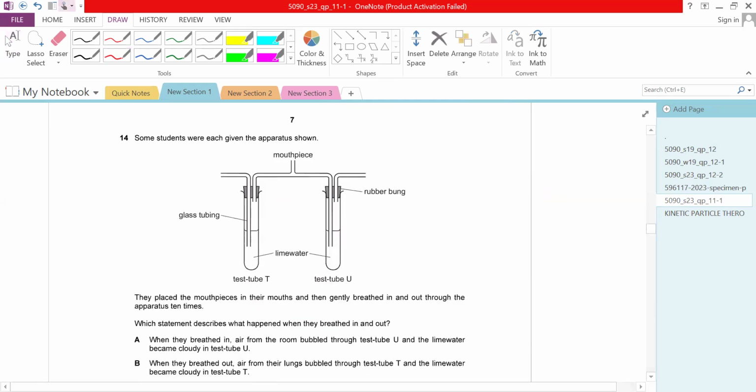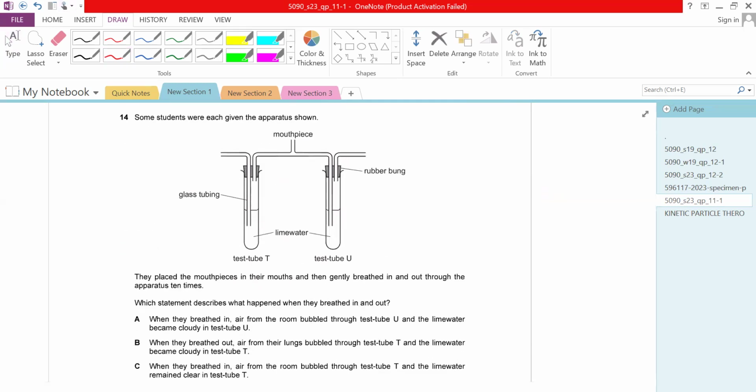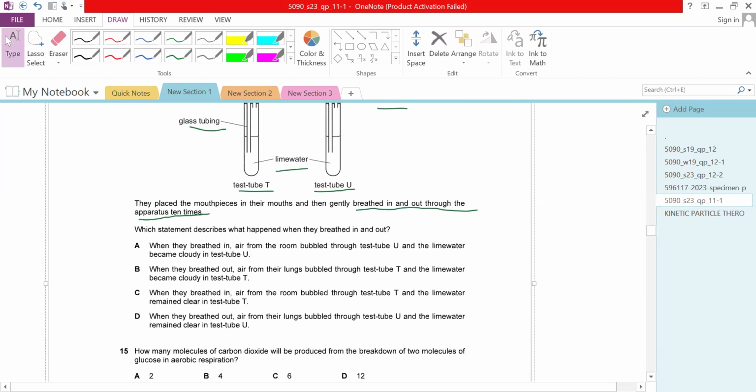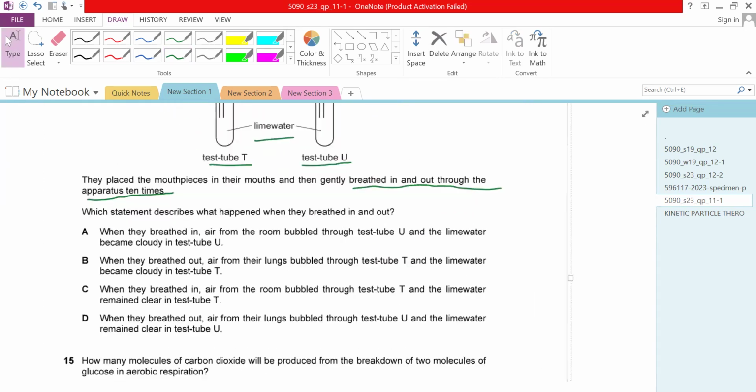Question number 14. Some students were each given the apparatus shown: mouth piece, rubber bung, lime water, test tube T, test tube U, glass tube. They place the mouthpiece in their mouths and then gently breathe in and out through the apparatus 10 times. Which statement describes what happens when they breathe in and out?